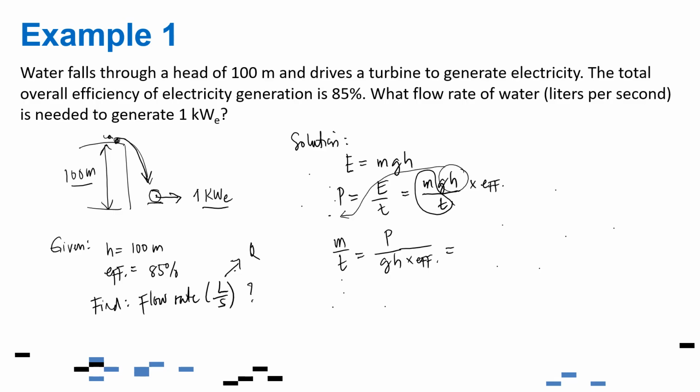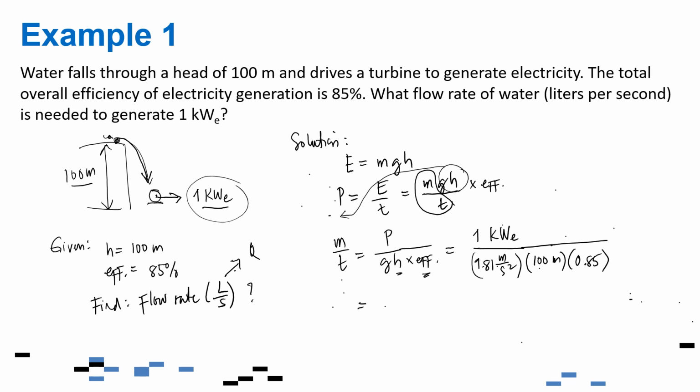So power is given. Power is 1 kilowatt of electricity, which is given here. If you look at here, this is the power over the gravity, so the gravitational acceleration is 9.81 meters per second squared, times the head, which is 100 meters, and of course times the efficiency, which is 0.85. So we need to solve that one. The result for this is 1.2 kilograms per second. All right, so 1.2 kilograms per second.